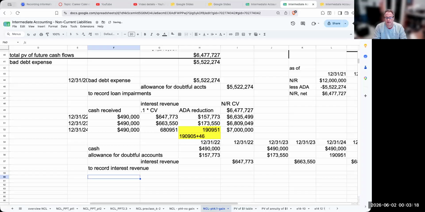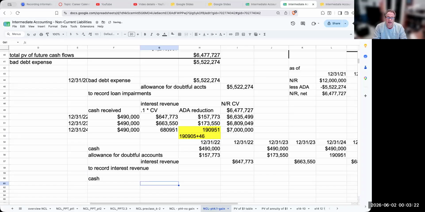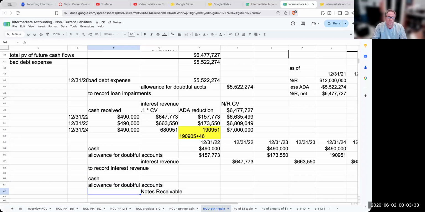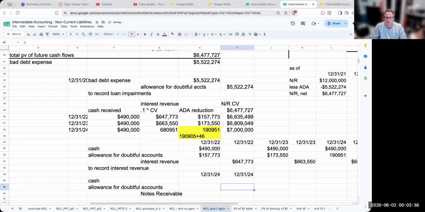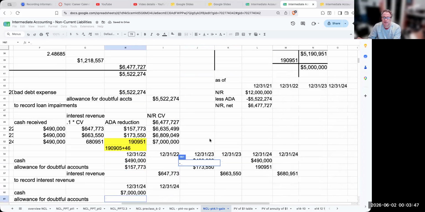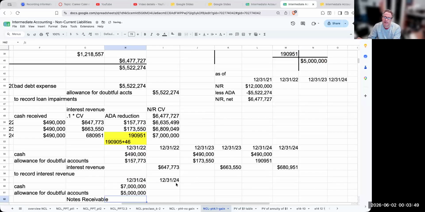Okay. So now the last thing I have to go through and do is to record interest revenue. And then lastly, when I actually receive the money from the client, I'm going to be debiting cash, crediting notes receivable. And I'm also going to be debiting the allowance for doubtful accounts. Okay, so right over here, and this would be on 12/31/24. So I'm receiving a total amount of 7 million. My allowance for doubtful accounts is going to be here at 5 million. I need to get rid of that.